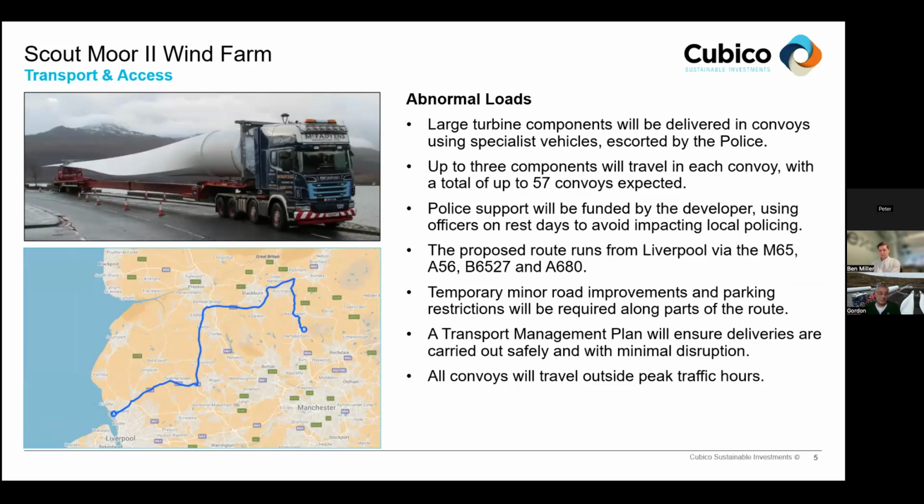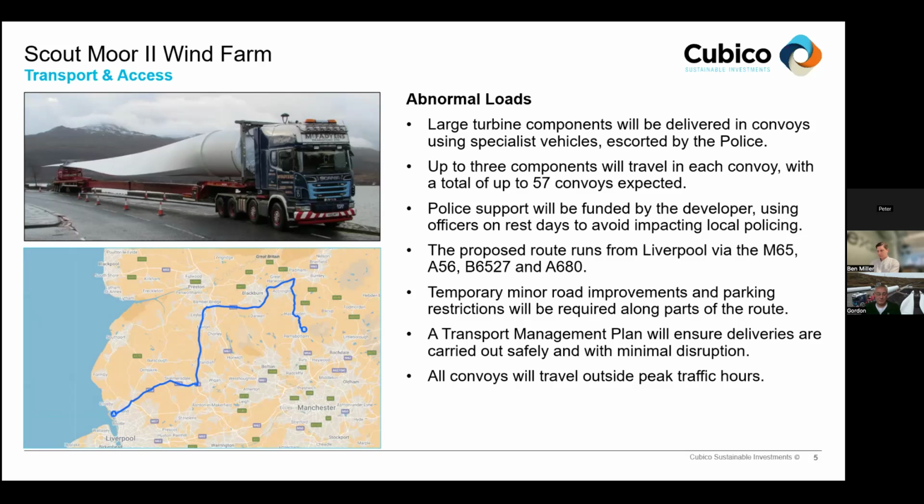Abnormal loads. So large turbine components will be delivered in convoys using specialist vehicles, and by law these are all escorted by the police. The turbine components such as blades, tower sections, the nacelle, which is the box at the top with the generator and all the gearing, and the hub where all the turbine rotors connect together, they're all classed as abnormal loads by law, and they will be escorted by the police. Up to 3 components will travel in each convoy, and we expect up to 57 convoys will operate on the network.